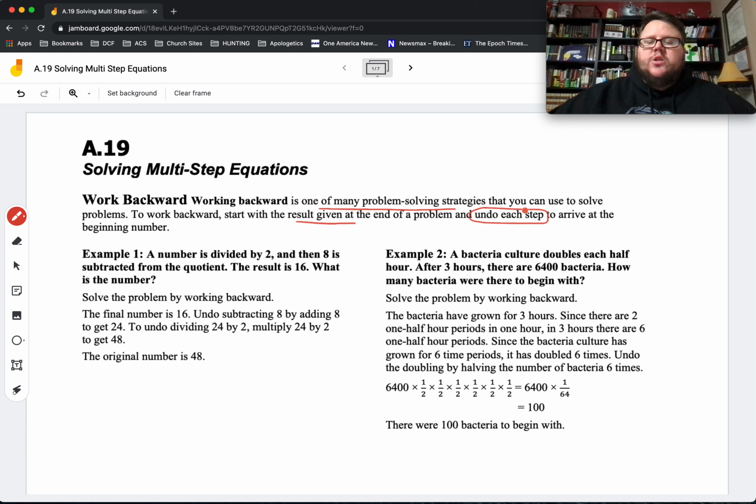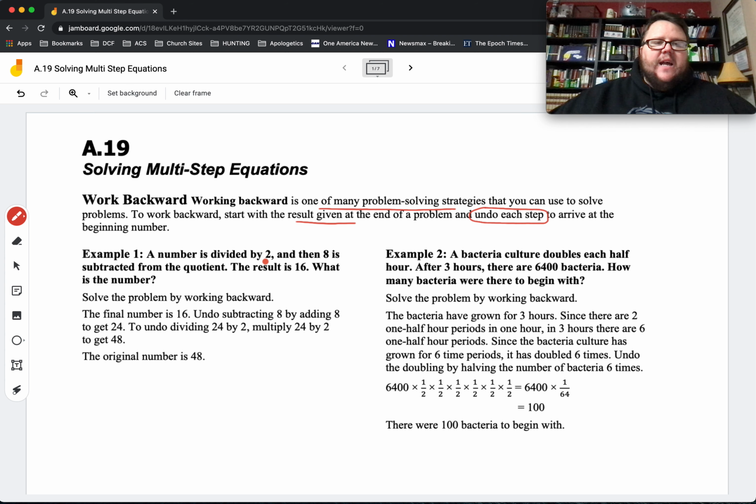So when we say undo each step, it means that if it said add 5, we're going to subtract 5. If it said multiply by 2, we're going to divide by 2. So undo means you're going to do the opposite of whatever that step was. So let's look at example 1.